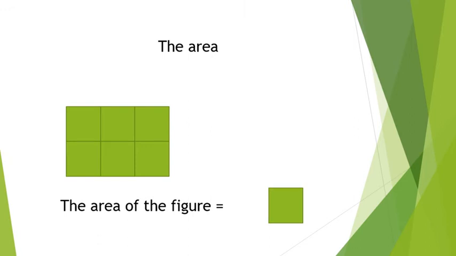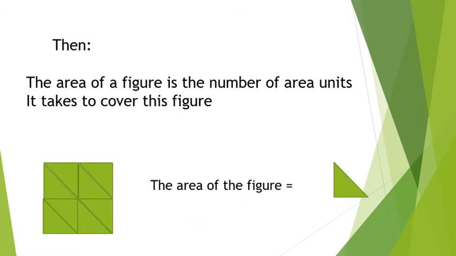The next, the area. What is the area of this figure? I want to calculate how many squares here cover this area. Right, 6 squares. 1, 2, 3, 4, 5, 6. Then the area of a figure is the number of area units it takes to cover this figure. The units that cover this figure is called the area of this figure. Then find the area of this figure.